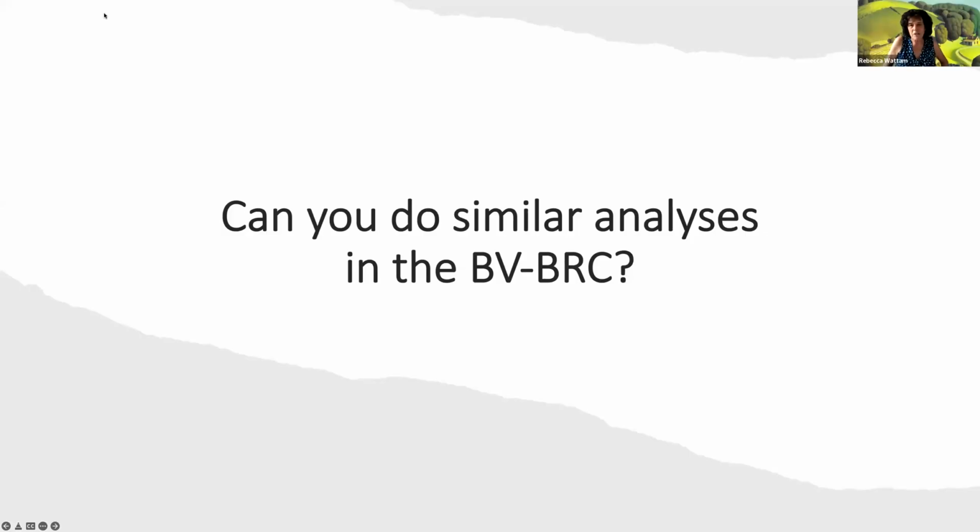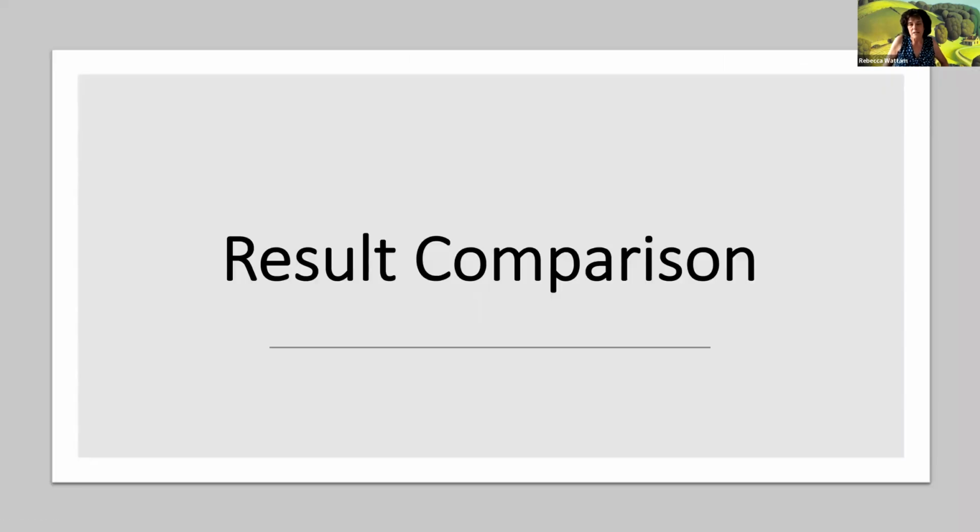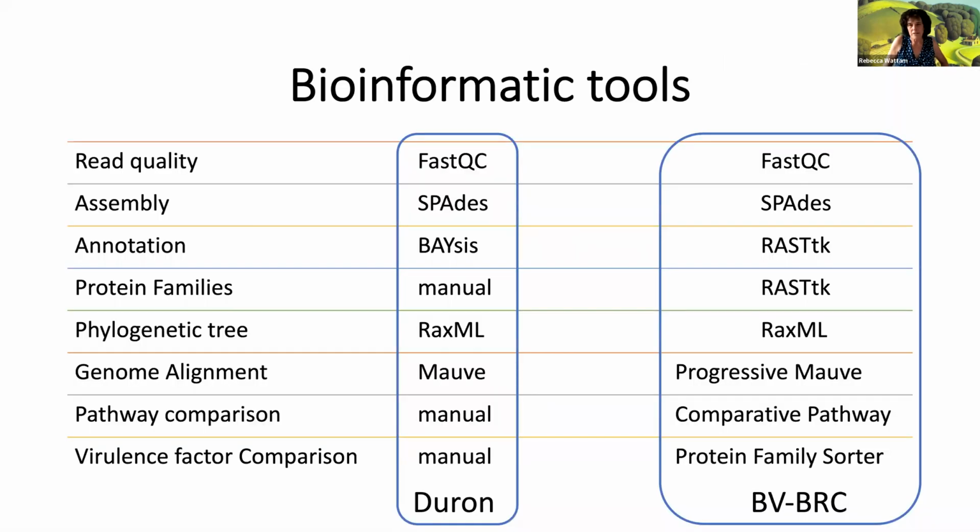So could you do similar analysis in the BV-BRC? Let's look at the result comparison. The authors used FastQC, which we couldn't use because they didn't give us the reads. They used SPAdes as their assembly. We have SPAdes. They used DIYA for their annotation.